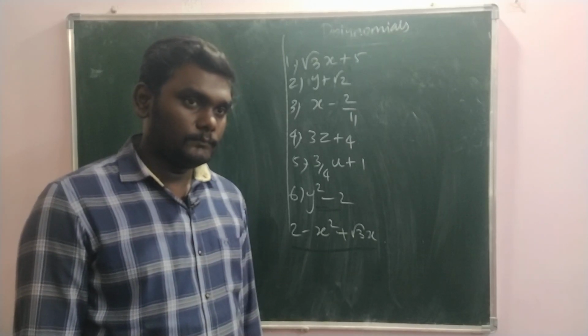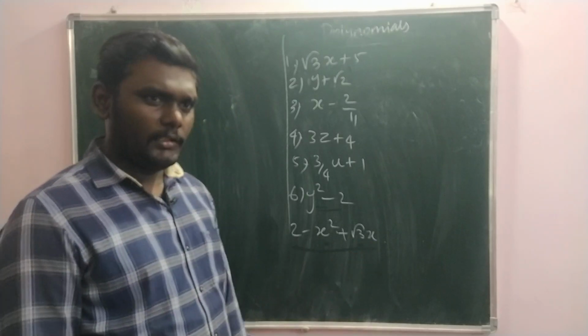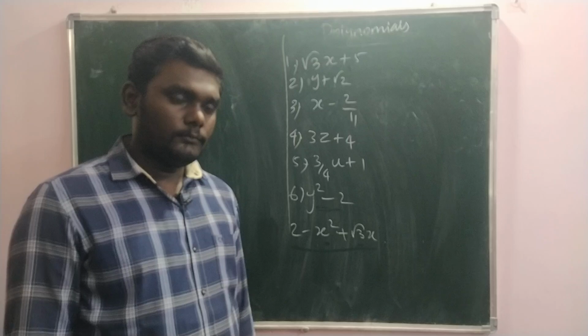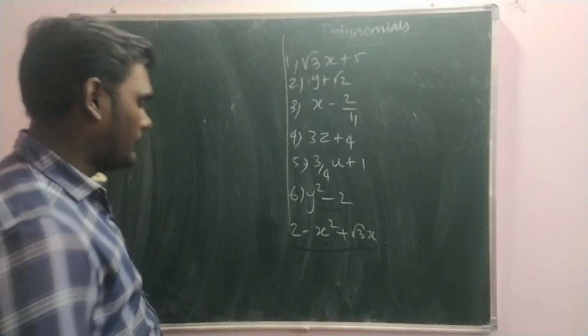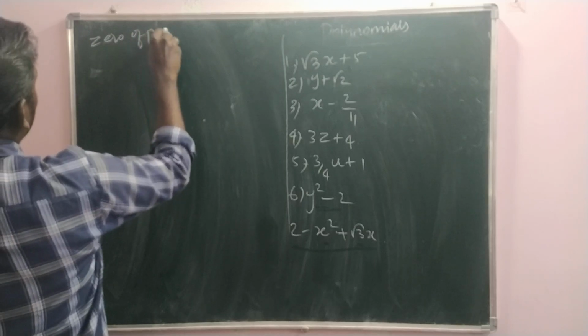See, 1, 2, 3 terms are there. Number of terms, based on number of terms. Okay. Next, there comes the definition of the 0 of a polynomial.